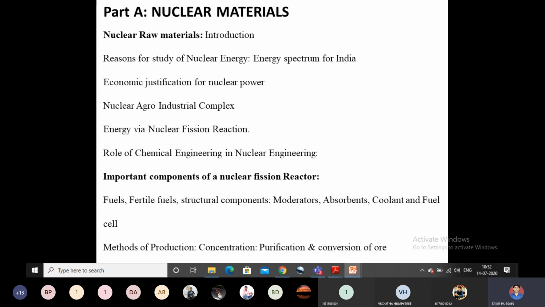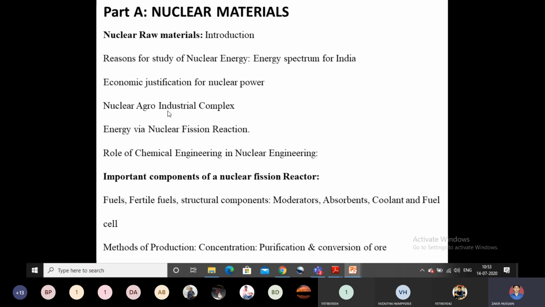Then what are the economic justifications to use nuclear power, apart from using conventional or traditional electricity production like hydroelectric and coal-fired power plants? Why can't we use them? Why do we have to give a justification to use a nuclear power plant? We will discuss this in the economic justification of a nuclear power plant.